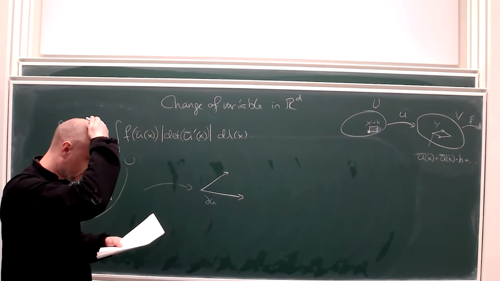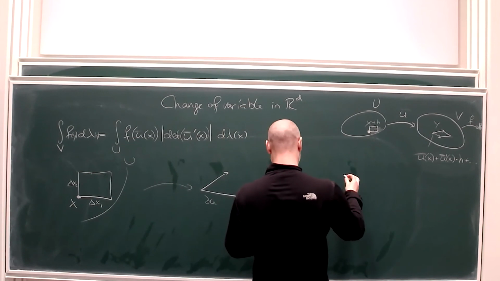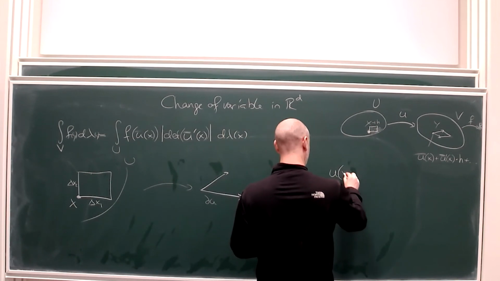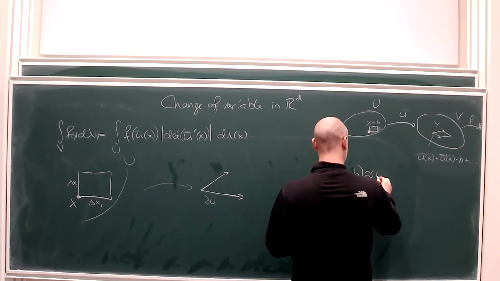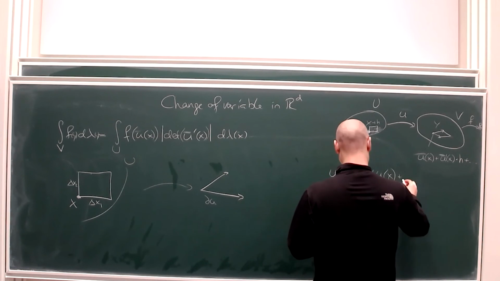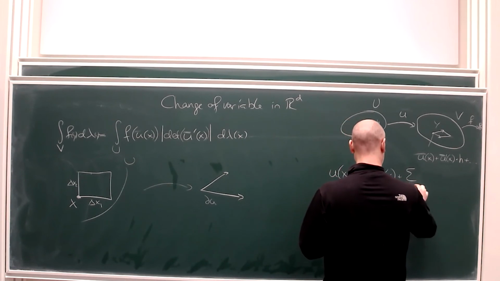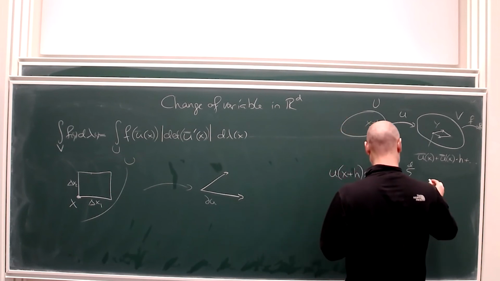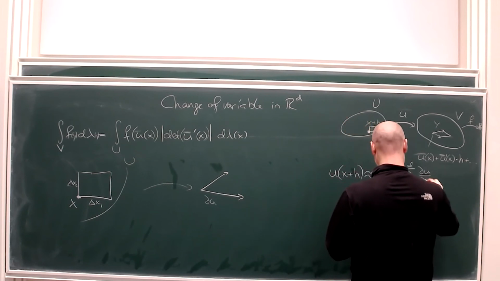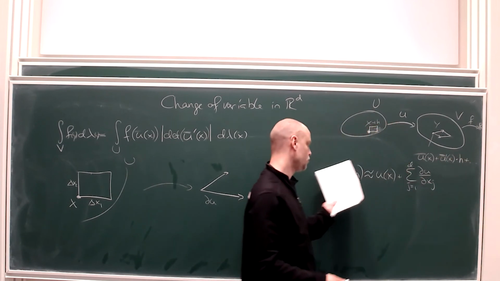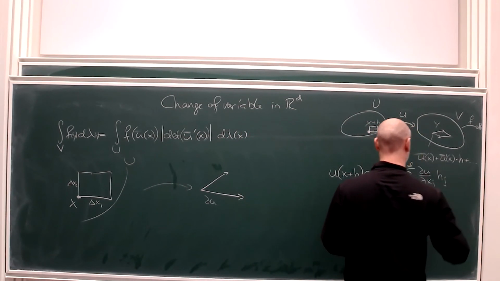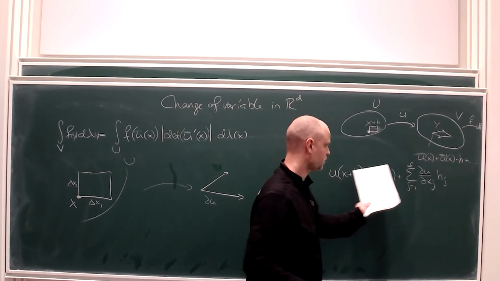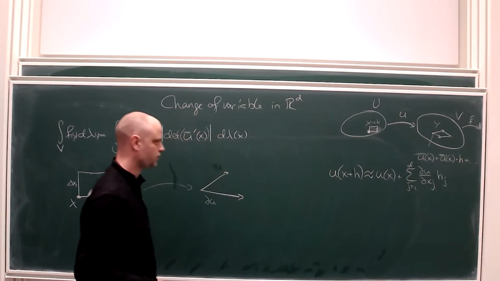Okay, so let's write up the Taylor formula in several variables. It is U of X plus H, approximately equal to U of X plus a sum, J goes from 1 to D. And here come the partial derivatives, which are vectors, because U is a vector function. And here Hj, right? Approximately equal to, because I don't write the higher order terms.